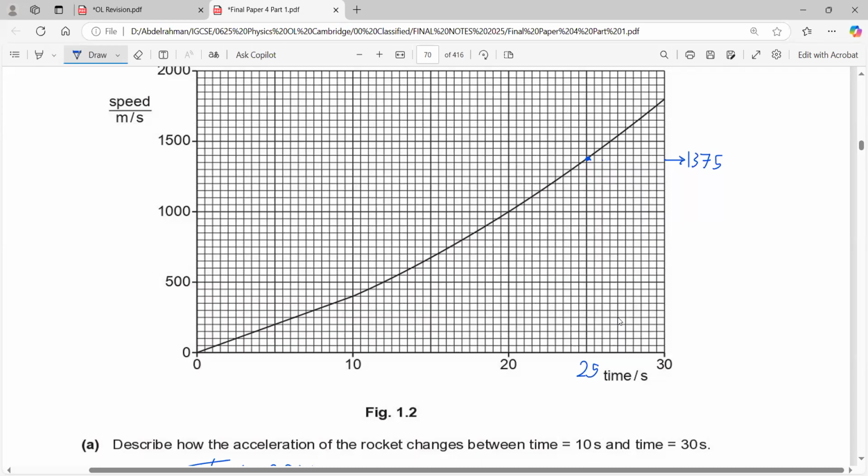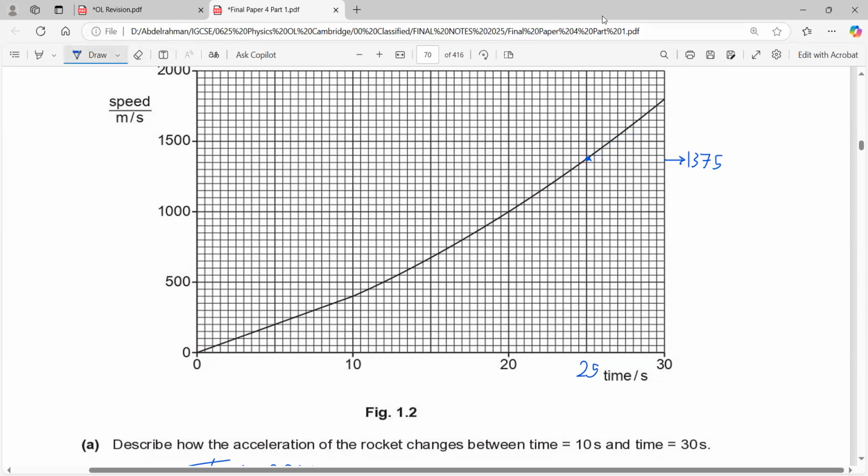We need to draw a tangent, and to draw it you need to be very accurate. Honestly, this is one of the most challenging questions that require you to draw a tangent, because the line is almost straight. The slope is almost constant at this point, so you need to draw a very slight tangent.